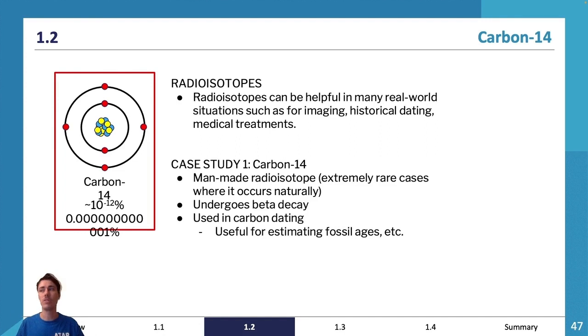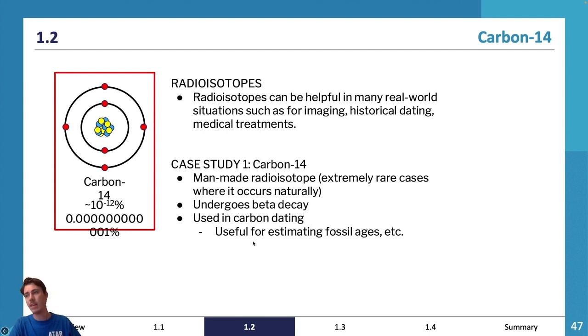So over time, you can take samples and go, all right, well, there's this much. I should have had this much if it was at 100%. Therefore, I can tell it was this old. So that's sort of how you do it. Carbon-14 is a man-made isotope, so it's extremely rare cases where it occurs naturally.